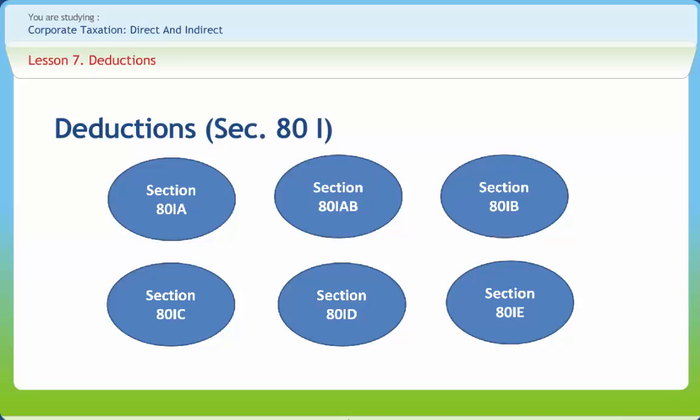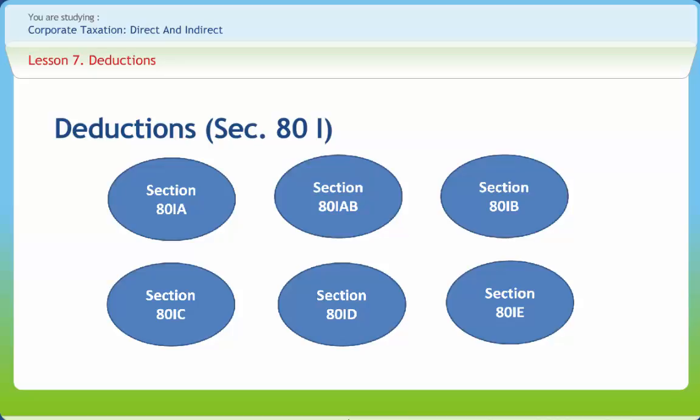There shall, in accordance with and subject to the provisions of this section, be allowed, in computing the total income of the assessee, a deduction of an amount equal to 100% of the profits and gains derived from such business for 10 consecutive assessment years. The deduction specified in subsection 1 may, at the option of the assessee, be claimed by him for any 10 consecutive assessment years out of 15 years, beginning from the year in which a special economic zone has been notified by the central government.